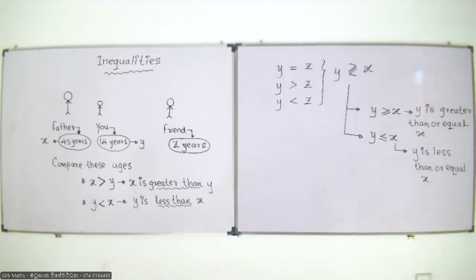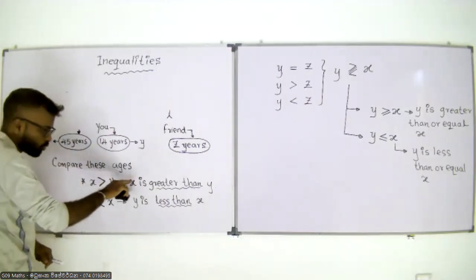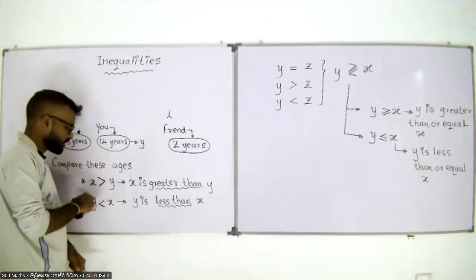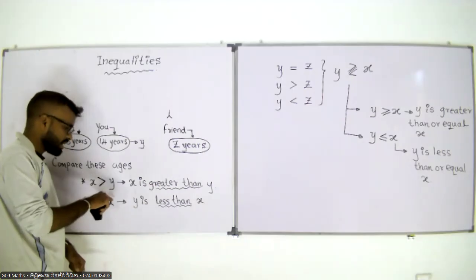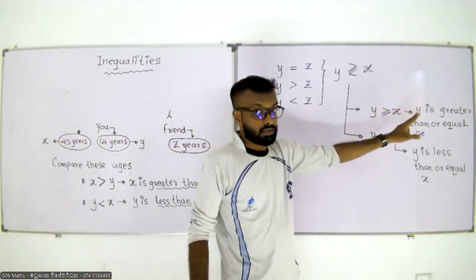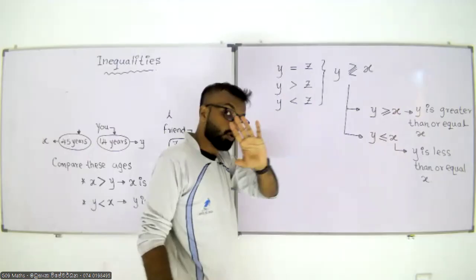I am going to ask you some questions, so please think very well and answer them. Now you know how to read these things. If something is like this, it is called x is greater than y. Like this, y is less than x. Like this, y is greater than or equal to x. Like this, y is less than or equal to x. Now you know how to read.